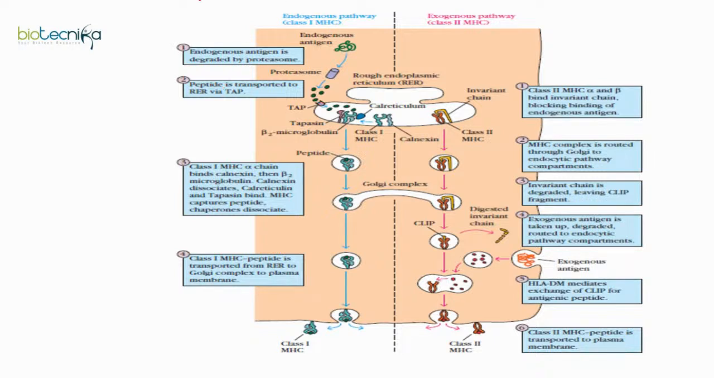Now, the first one is talking about the endogenous pathway, class 1 MHC. Any endogenous pathogens or endogenous substance, it can be some proteins, which are present within the cell. If that needs to be projected outward, then you are going to project that through the class 1 MHC molecule. Here let me tell you, you have to study the structure of the class 1 and the class 2 molecules as well. You will get that in the chapter as well.